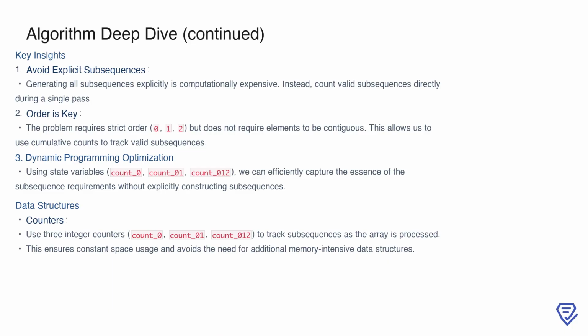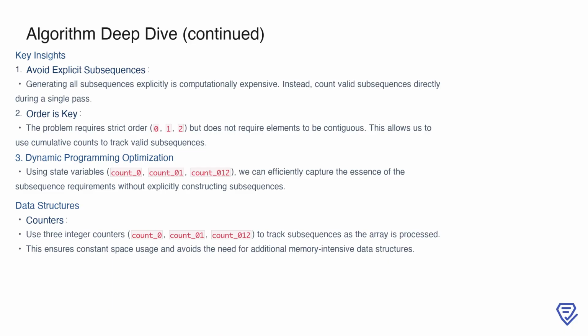Second, the problem's requirement for a strict order of 0, 1, and 2 without needing the elements to be contiguous allows us to use cumulative counts to track subsequences efficiently. This means we only need to ensure the relative order of elements, which is elegantly handled by the state variables. Finally, the use of dynamic programming with three counters, count_0, count_01, and count_012, encapsulates the subsequence requirements while maintaining constant space usage.